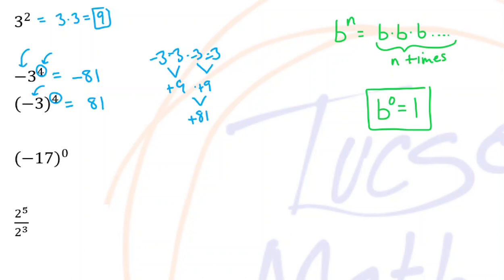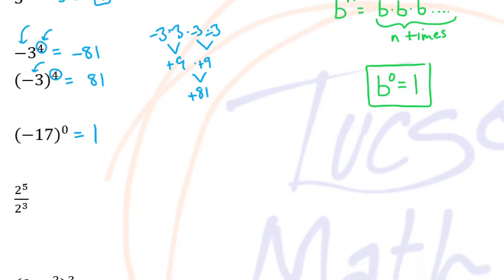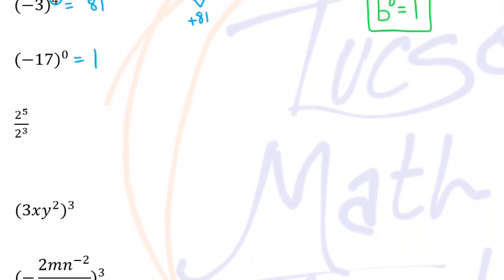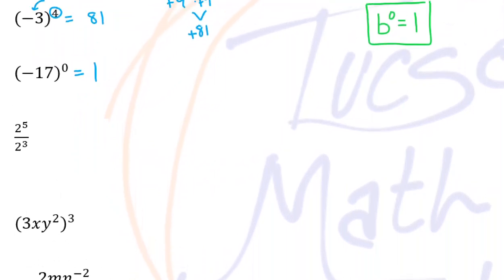Therefore, negative 17 to the 0 power is 1. That's it. Now, we'll come back to that one in just a minute. In fact, I'm going to slide my screen up a bit because we want to talk for a while about this next problem, and we'll see if that sheds any light on this weird rule.